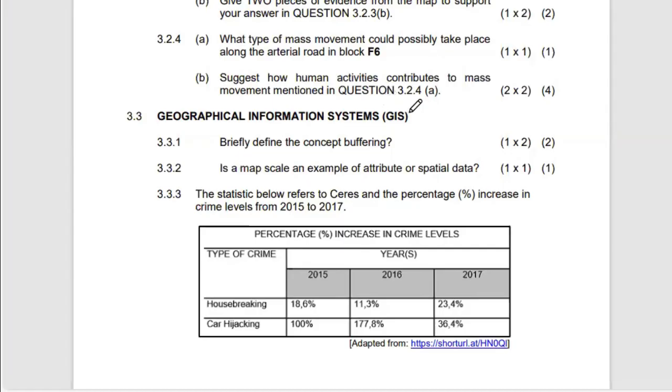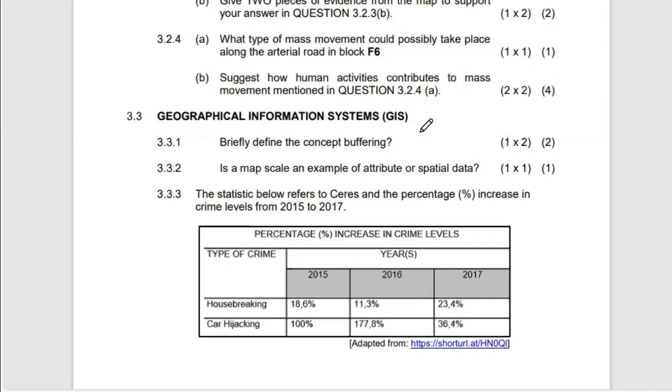Then it says, suggest how human activities contribute to the mass movement mentioned in 3.2.4. How do humans contribute towards mass movements? For example, rock falls: humans can contribute through removal of trees, or deforestation. If they remove trees, they can facilitate rock falls. Or when they do construction on steep sloping areas, it also facilitates the rocks to fall. And also herding cattle on steep slopes, the cattle will loosen the rocks, and those rocks are likely to fall.